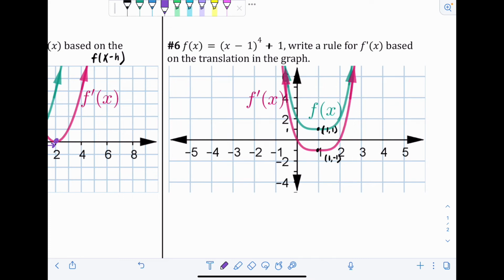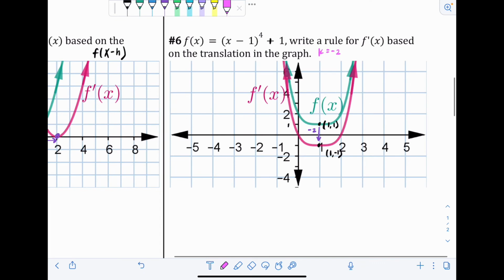So between those 2 points, from f of x to f prime of x, the green to the reddish, we're going down 2, because we're going from a y value of 1 down to negative 1. The x value doesn't change. So if we're going down 2, that would mean that k is negative 2.